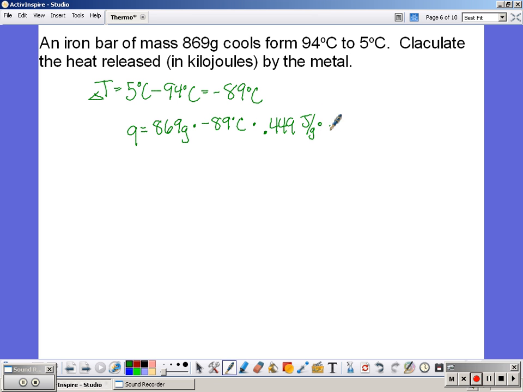So Q would equal negative 34726 joules. It wants it in kilojoules, so that would be negative 34.7 kilojoules.